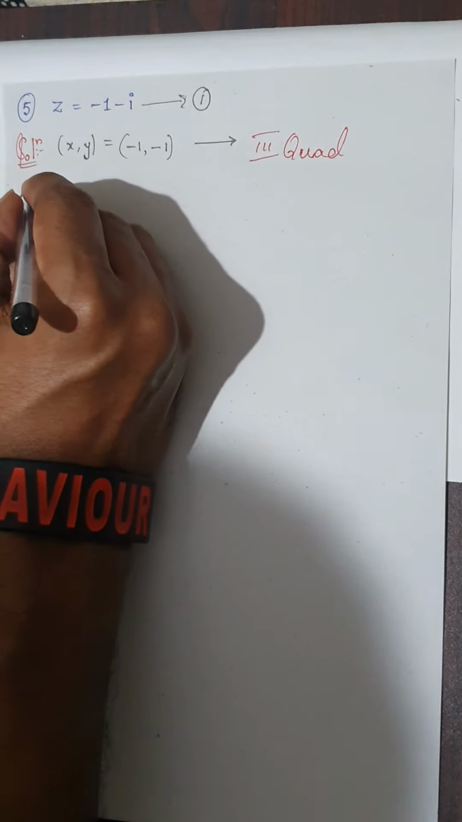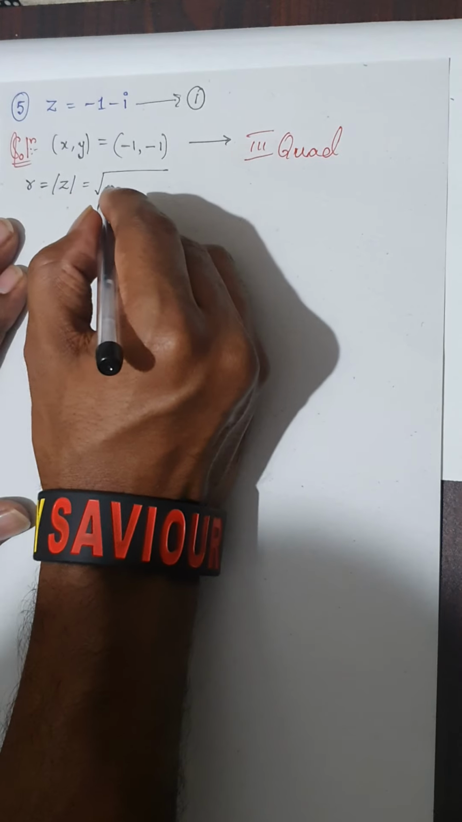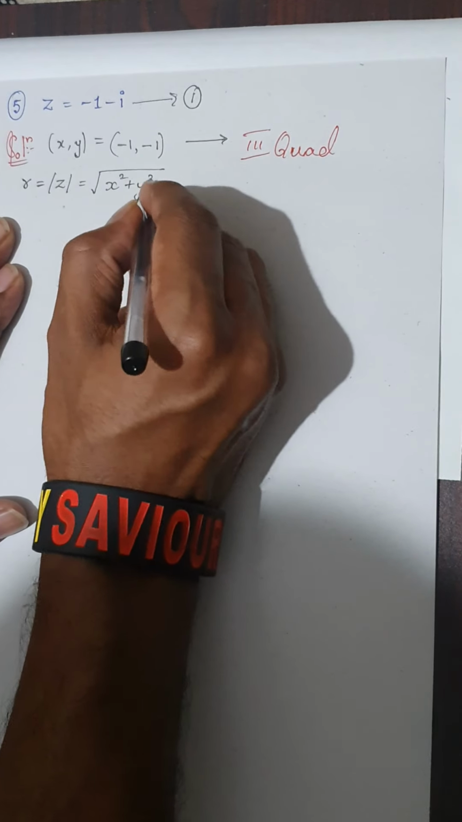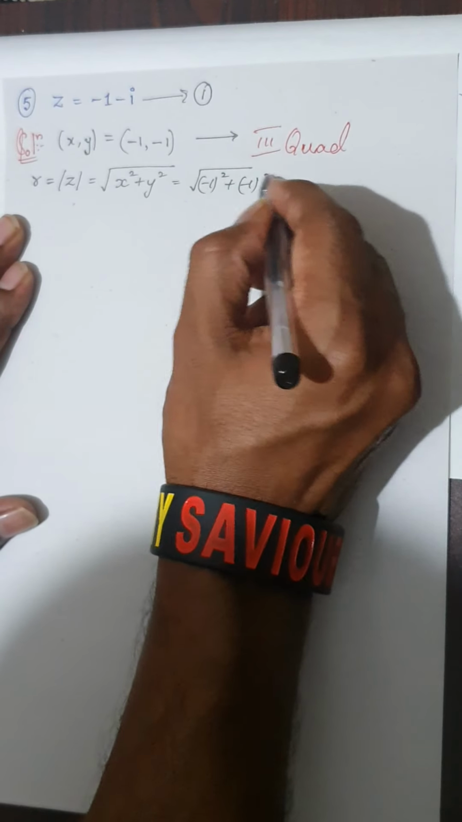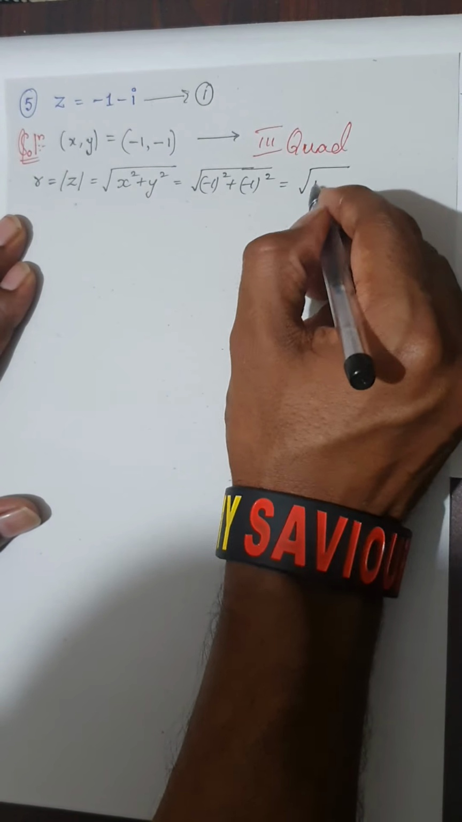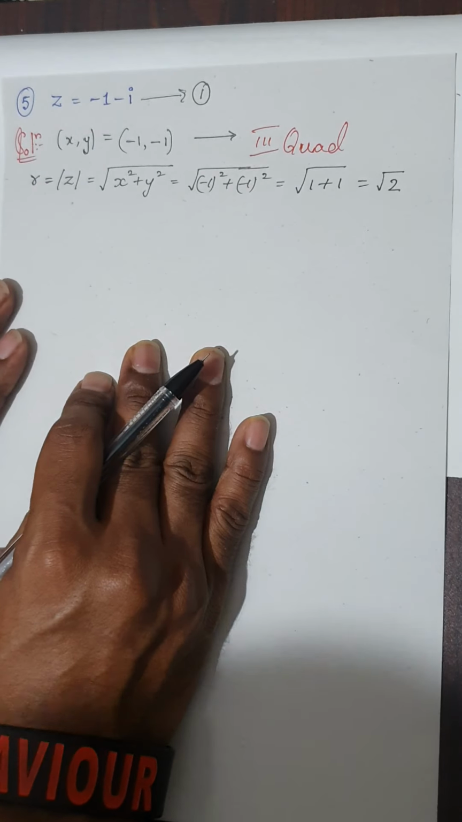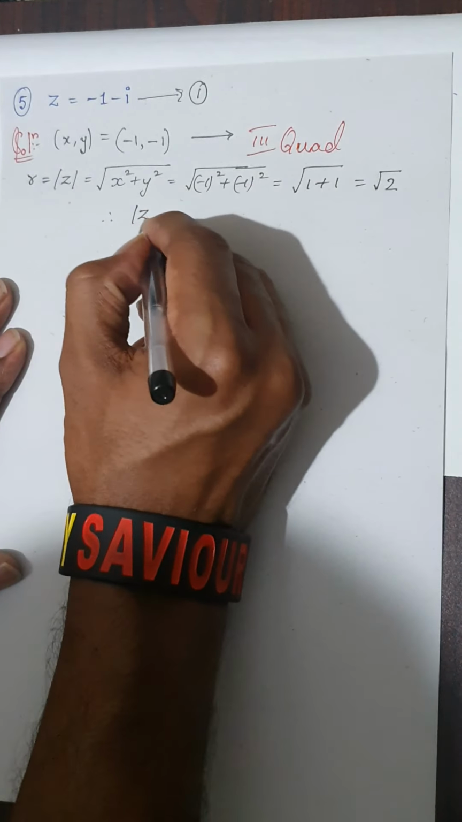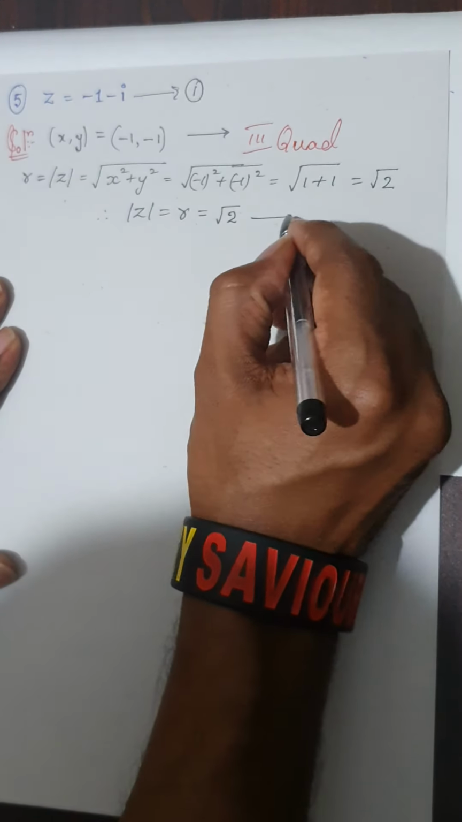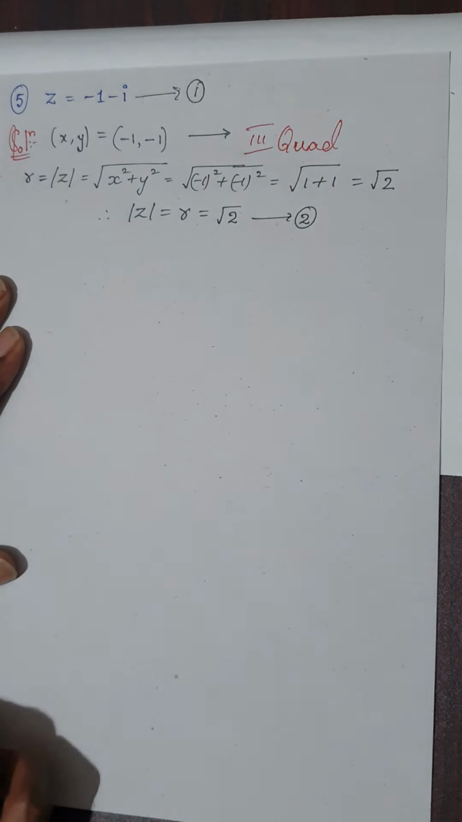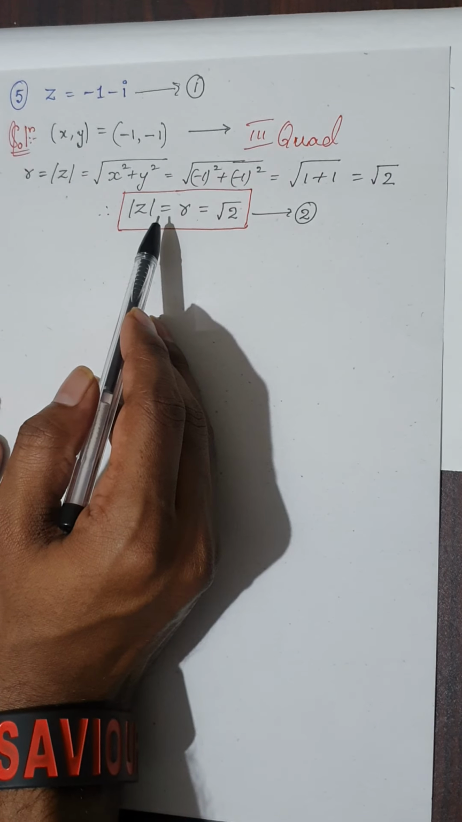Hence let us find the value of z, which is the modulus of z. Modulus of z is the value of square root of x square plus y square. That will give me square root of minus 1 square plus minus 1 square. This will again be square root of, minus 1 square is 1, again minus 1 square is 1. So you will simply get r value is root 2. Therefore, you can consider mod z is equal to r, that is nothing but root 2. Take it as equation 2. Let me frame it for you. Sometimes they may ask you to find the value of just the modulus of z for 1 mark. Please note it down.